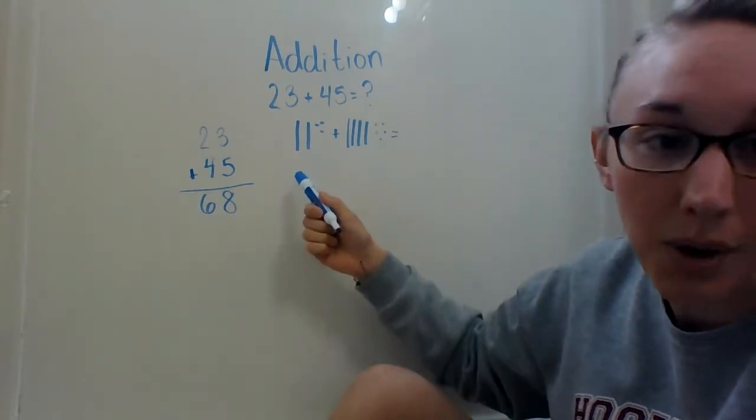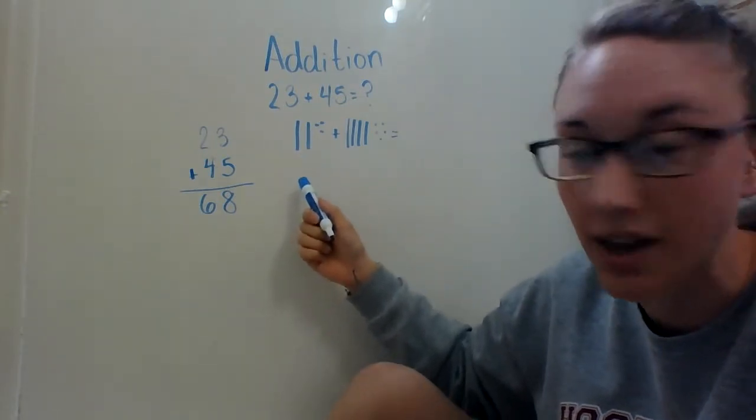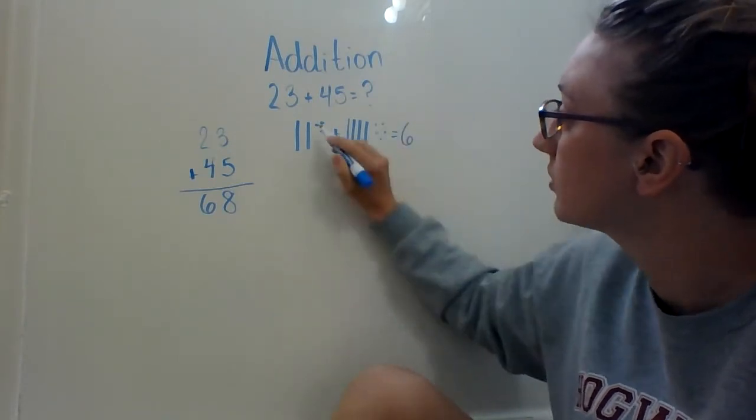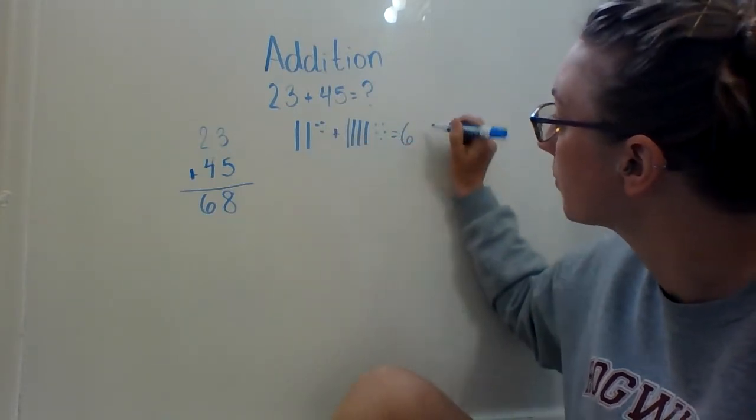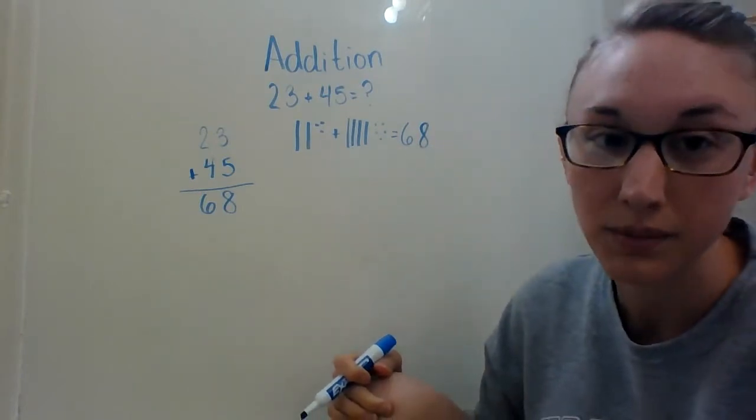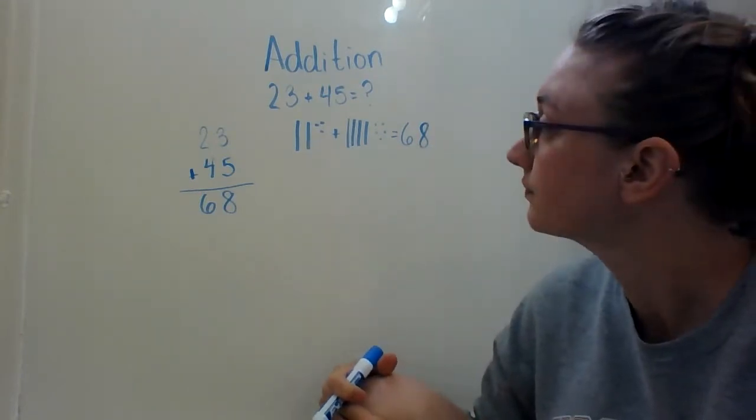And then I'm going to count up how many tens I have and count up how many ones I have. 1, 2, 3, 4, 5, 6 tens, and 1, 2, 3, 4, 5, 6, 7, 8 ones. So those two numbers match. So I know I did it correctly.